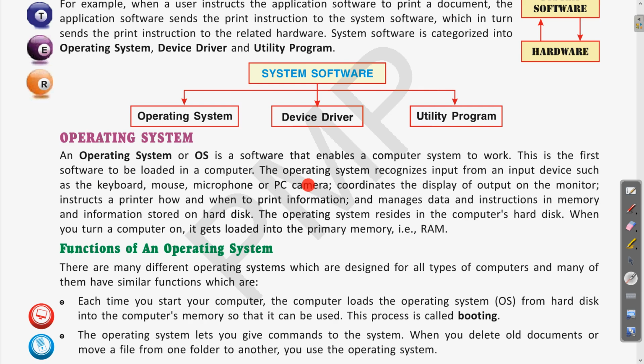Next, the operating system recognizes input from an input device such as the keyboard, mouse, microphone, or PC camera, coordinates the display of output on the monitor, instructs a printer how and when to print information, and manages data and instructions in memory and information stored on the hard disk. See here, it is also giving us the different functions of the operating system. So first, it recognizes the input from the input device.